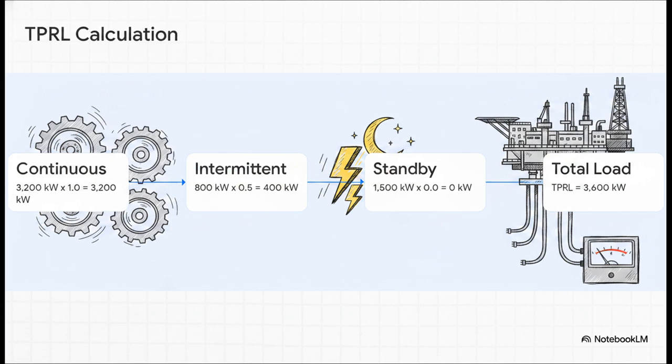First, we take our 3,200 kilowatts of continuous load and multiply it by 1.0. Next, we take our 800 kilowatts of intermittent load and multiply it by 0.5, giving us 400. And our 1,500 kilowatts of standby load gets multiplied by 0. Add those all up, and we easily arrive at a total plant running load of 3,600 kilowatts.